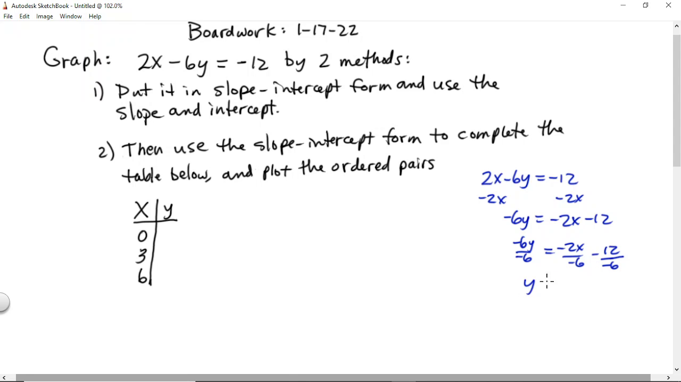And we have y equals, now negative 2 over negative 6 is 1/3, right? We're going to simplify that to 1/3 x, and then we subtract 12 divided by negative 6. So we're subtracting a negative, right? 12 over negative 6 is negative 2. Could go ahead and write that step. Minus negative 2, and so that's 1/3 x plus 2. So there it is in slope-intercept form.